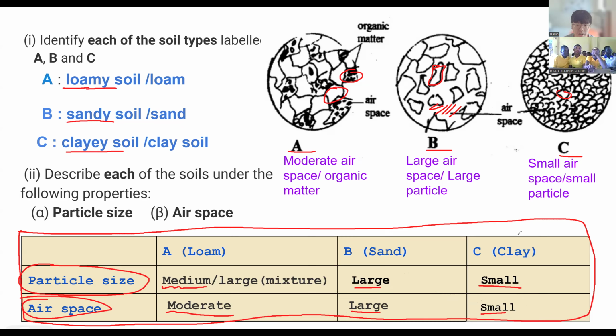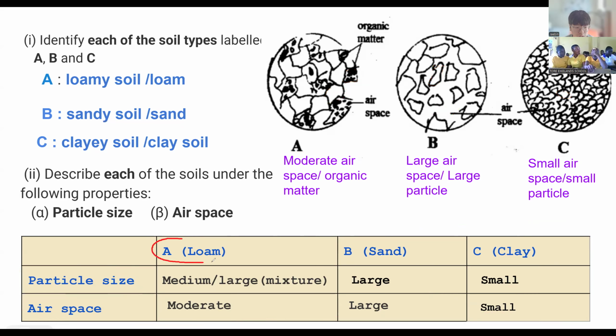And finally, additional properties include that loamy soils actually have the most abundant organic matter. So when you're talking about organic matter, you can see that loamy soil has the most organic matter around here.